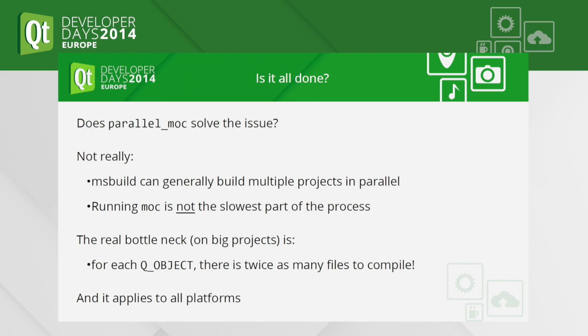Of course, for each QObject-dependent class you have, you no longer have one CPP file to build, but 2 files. And because the generated file includes your header, if you have big header files, then it takes quite a lot of time as well. And of course, it applies to all platforms. So Linux guys, it works for you as well.